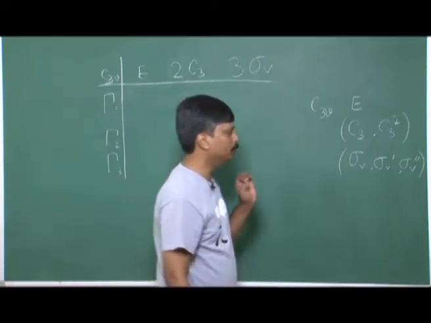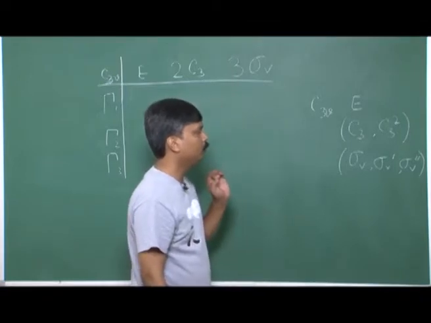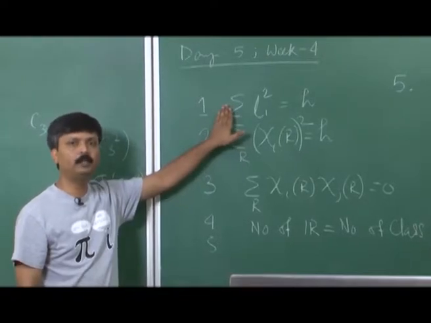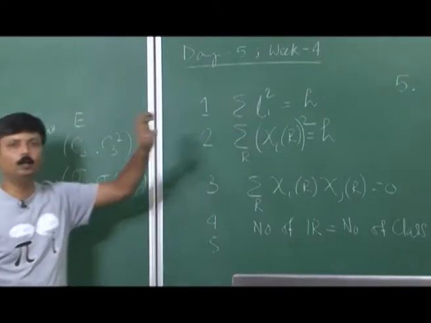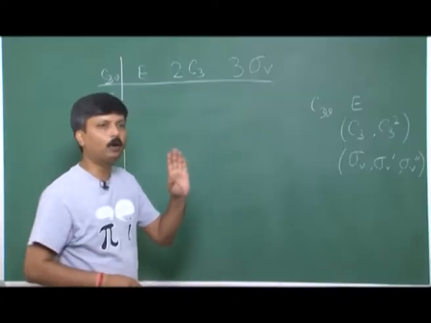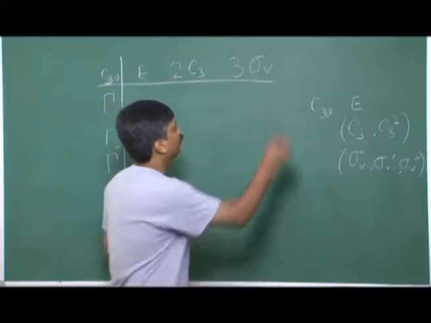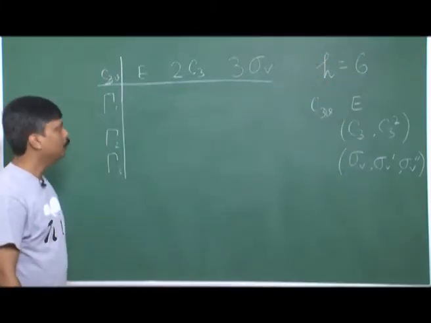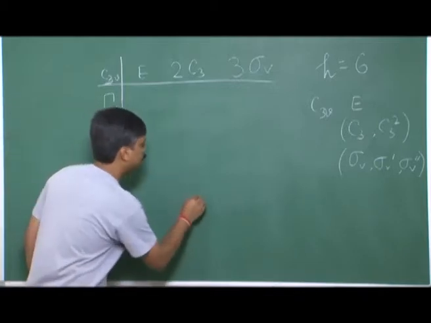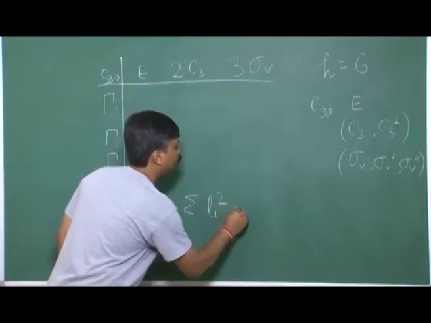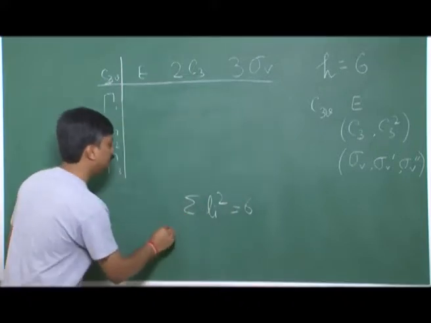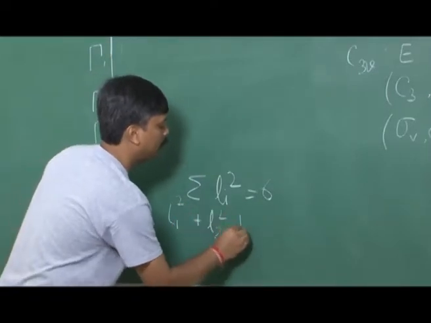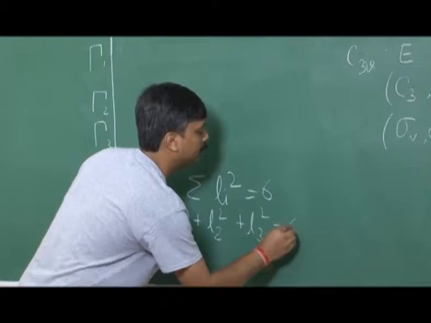So we have to use in this case rule 1, correct? The square of the dimensions of the irreducible representations, if I sum them, I should get the order of the group. So the order of the group here, h, is equal to 6, because I have 6 operations. Fine. So this should be 6. Now it means l1 square plus l2 square plus l3 square equals 6.